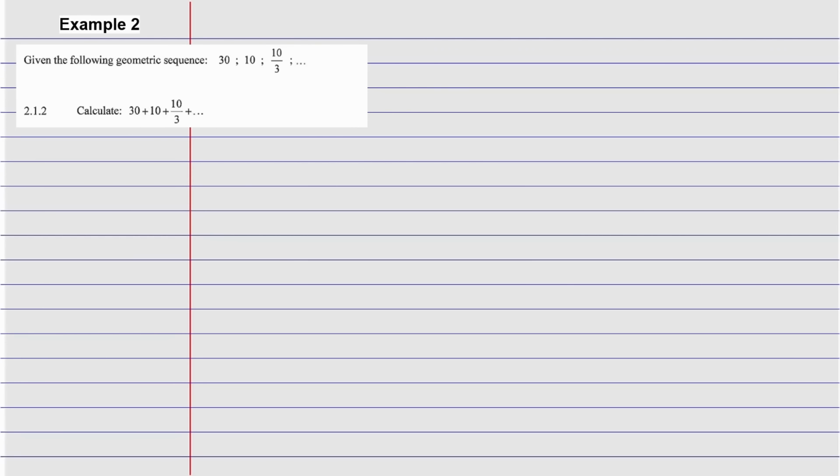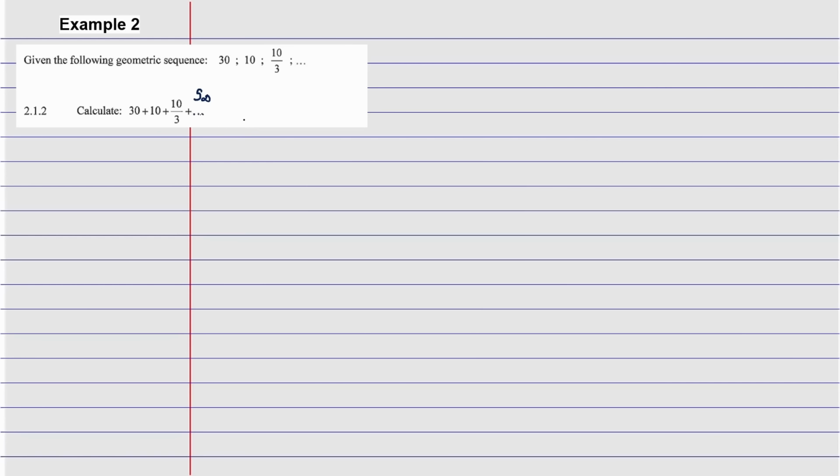So now let's do example 2, right? It says given the following geometric series: 30, 10, 10 over 3, and it continues. Then it says, calculate 30 plus 10 plus 10 over 3 plus, then it gives you dots. It doesn't tell you to which term. So what does that mean? They want the sum to infinity here, and the reason is that they don't tell you where to end. It just continues. This means infinity. So here we're looking for the sum to infinity.